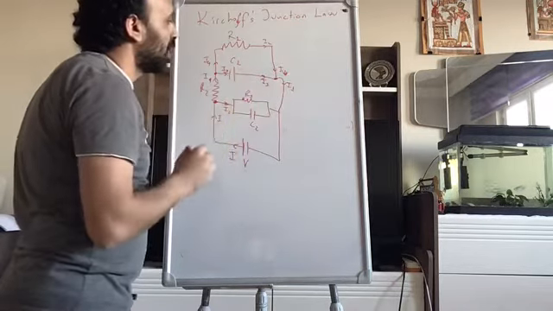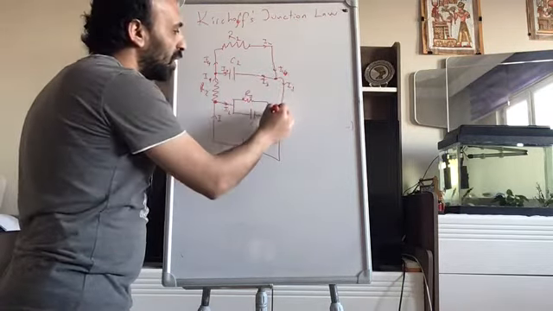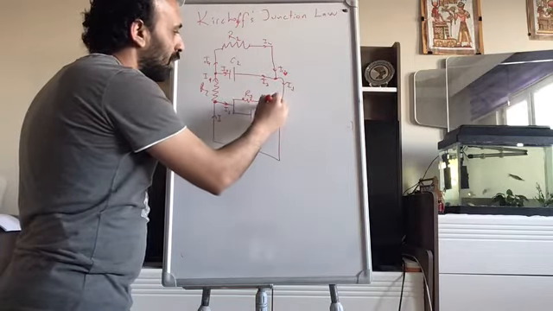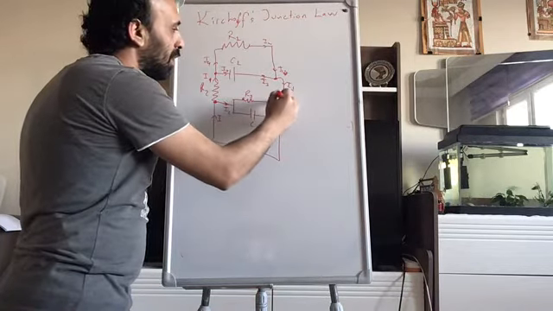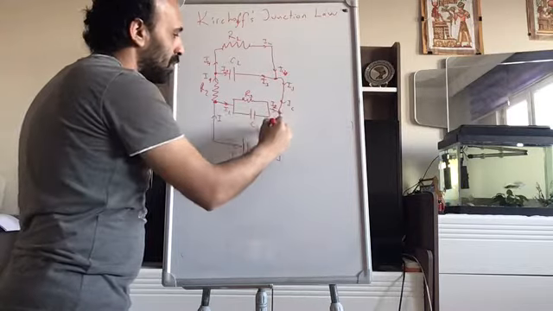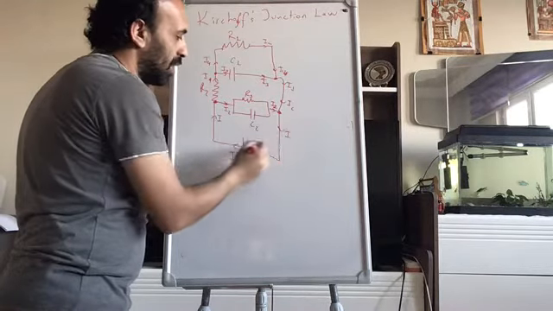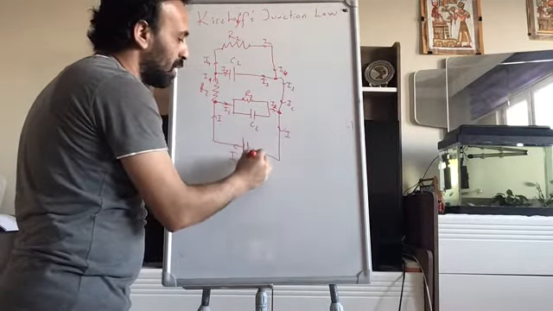Because of the electric charge conservation. But I1 comes back to this point and it meets with I2, so the total current I should come back to the power supply.